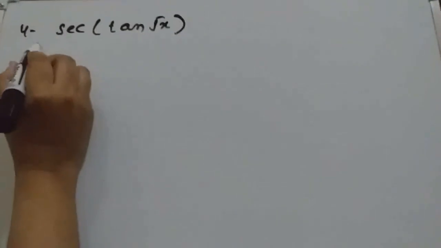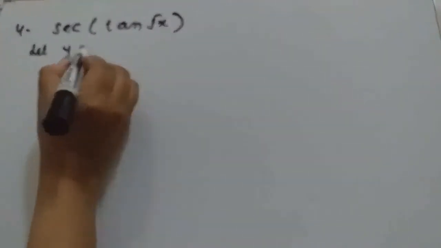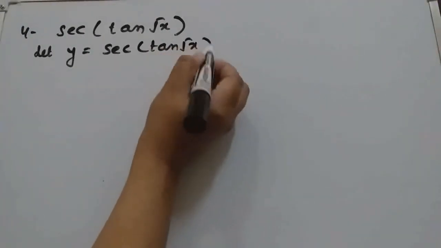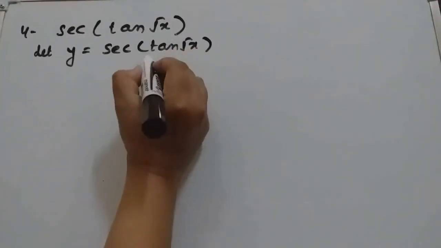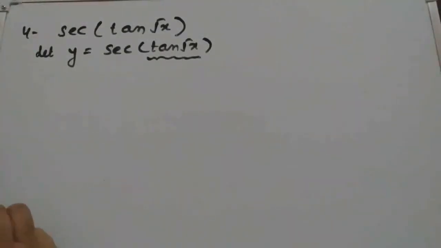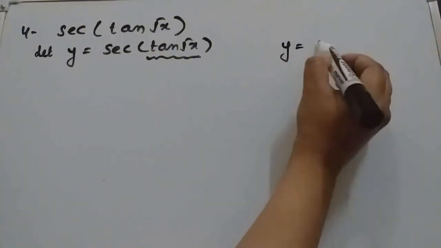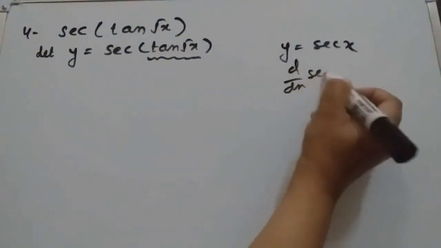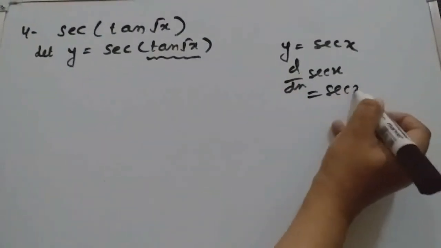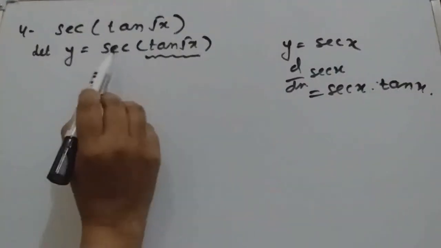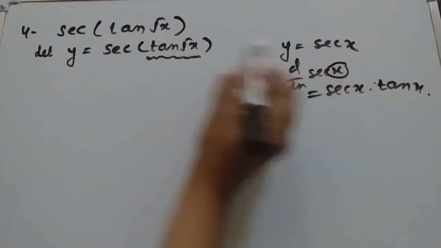We will suppose this as y. Let y equal sec(tan √x). Now here, if you observe, instead of x, this function is given, isn't it? We know y equals sec x, so the derivative of sec is sec into tan, isn't it? Sec into tan. So now here in place of x this angle is given.